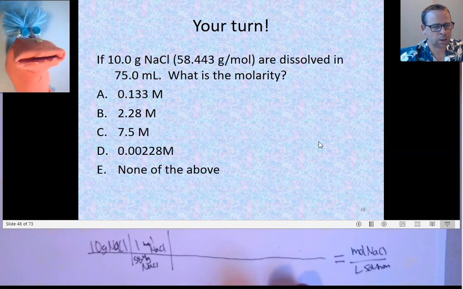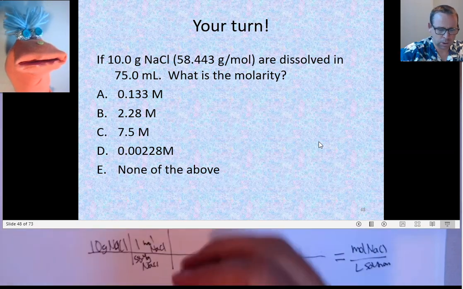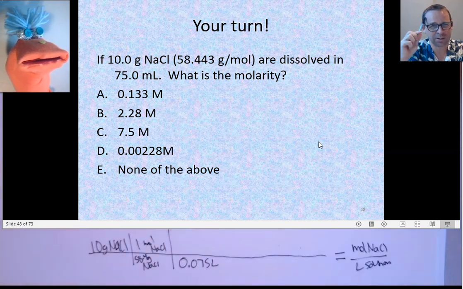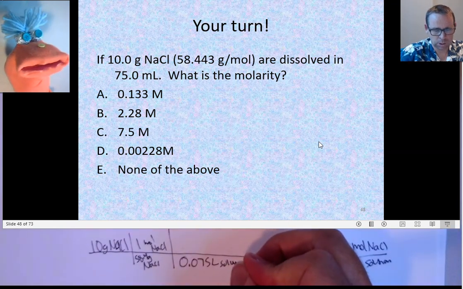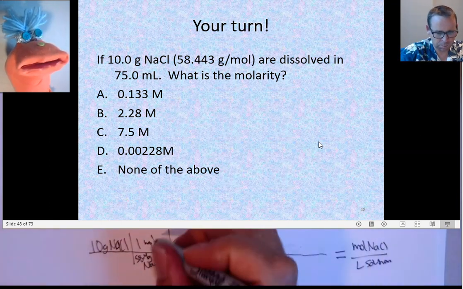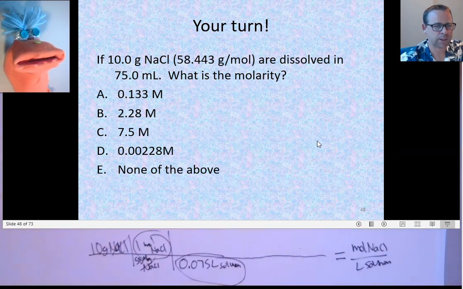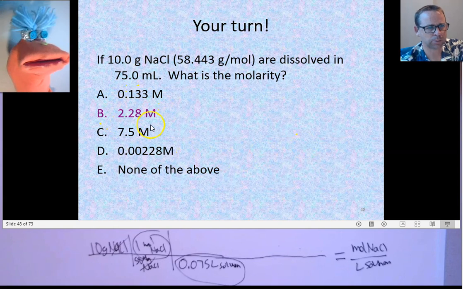Okay, and now what do I need to do? Now you just need the liters of solution, which is 75 milliliters. That's 0.075 liters. Okay, so are you okay if I go 0.075 liters? I converted that milliliters of solution in my head. Is that okay? Yeah, that's okay. Okay, so now I am in moles of sodium chloride per liters of solution, right? So that's how I get the answer. 10 divided by 0.075, 2.28 molar.